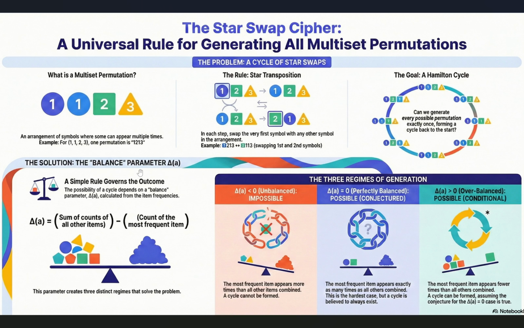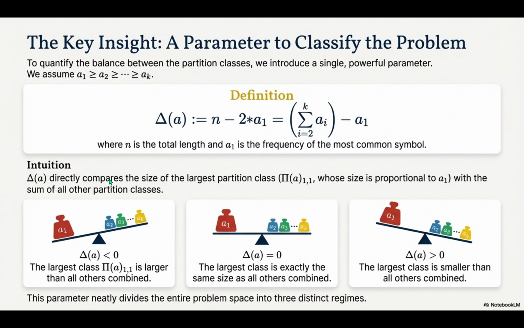So the researchers needed some way to measure this imbalance, a single parameter. And this is the critical moment, the key insight. They introduced the parameter delta, and it quantifies this balance perfectly. It uses N, the total length of the string, and m, the frequency of the most common symbol. The definition is just delta equals N minus 2m.